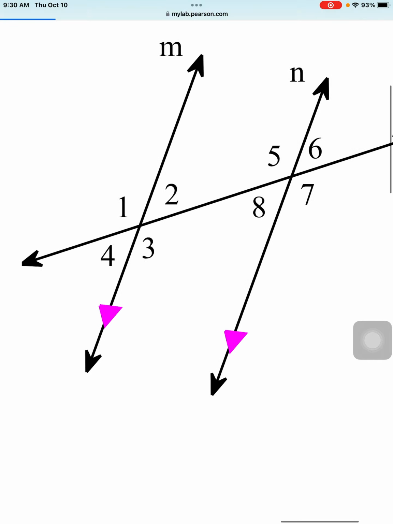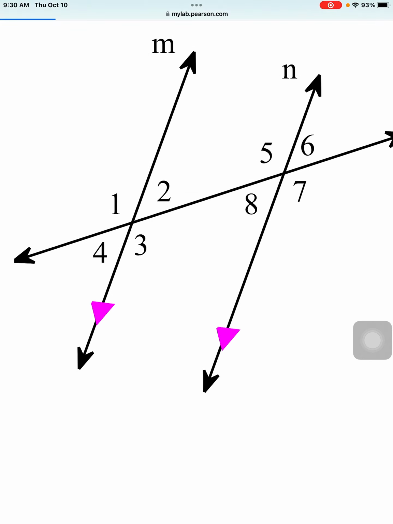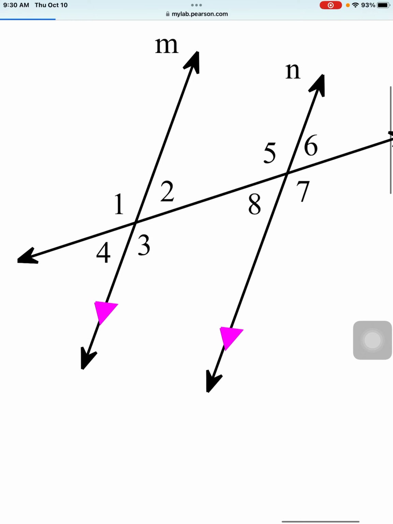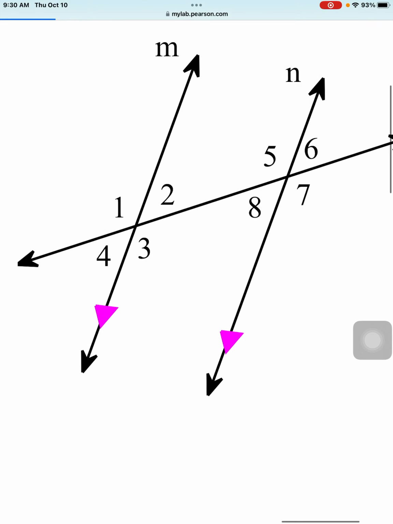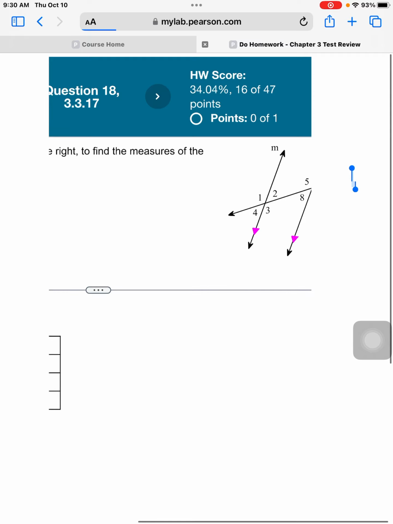Well, 5 and 7 are congruent because of what theorem? The vertical angles theorem. Now, 5 and 1 are congruent because of the corresponding angles converse theorem, right? And now 5 and 3 also have to be congruent because of the alternate interior angles converse. So I know that 7, 3, and 1 are all also 161.